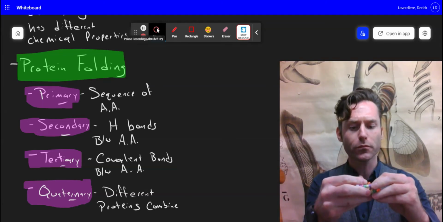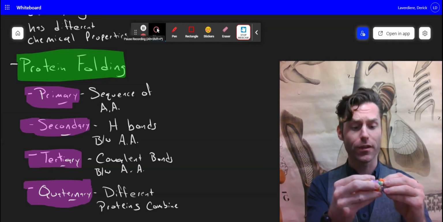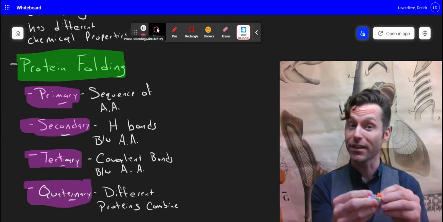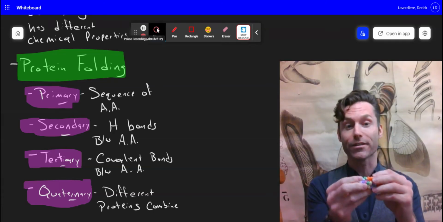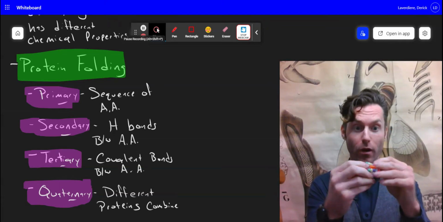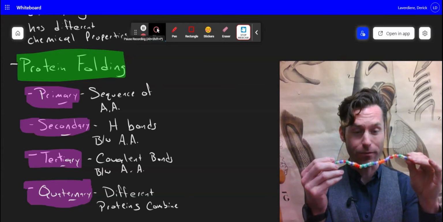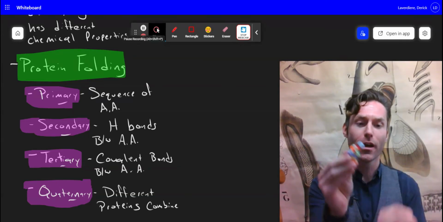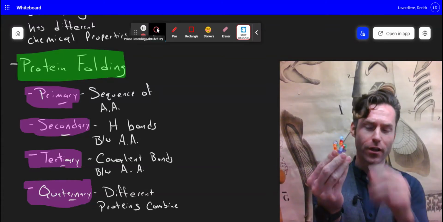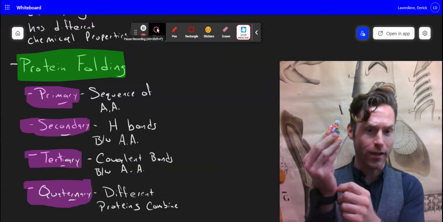Now, hydrogen bonds are sensitive to things like heat and acidity. That's why if you heat a protein up or you put it in acid or a base, the protein will unfold, called denaturing. But we don't want to do that right now. We want to keep this nice and folded. So that's my secondary structure. Hydrogen bonds are holding this guy in this little ball.